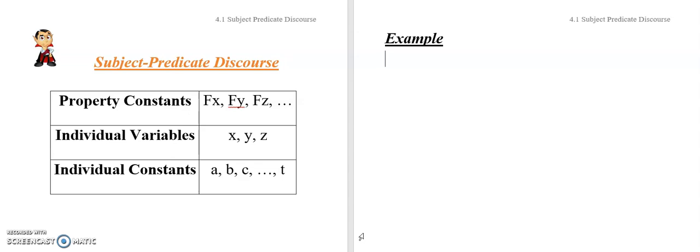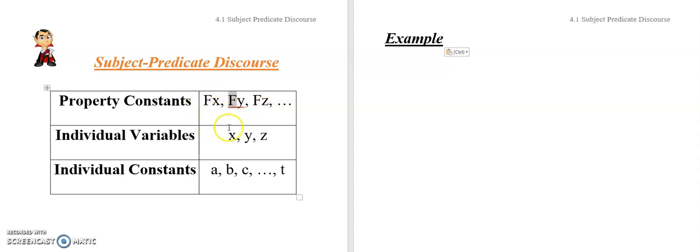This is video 4.1b, and what we're looking at here are our first new symbolic apparatus, okay? And so there's three of them. We've got property constants, individual variables, and individual constants, all right? So let me explain. A property constant is basically any capital letter of the English alphabet, okay? So A through Z. And we can attach subscripts if we need more.